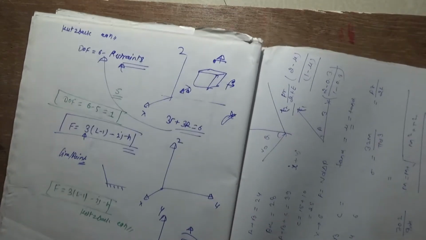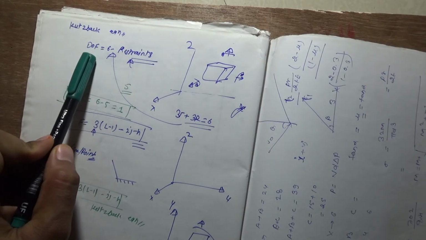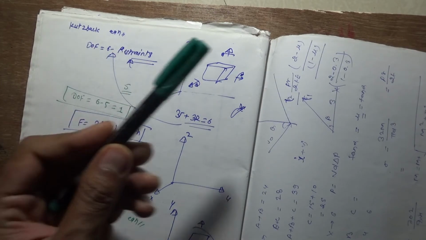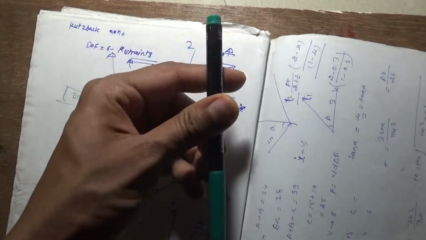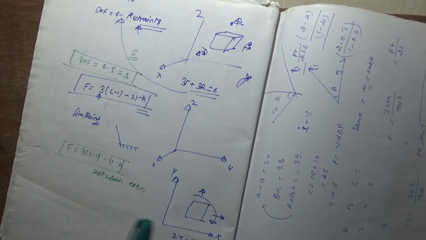So this is about the Kutzbach equation. If you want to watch the lecture on degree of freedom, the link is in the description. You can go through it there and watch. So this is about the Kutzbach equation.